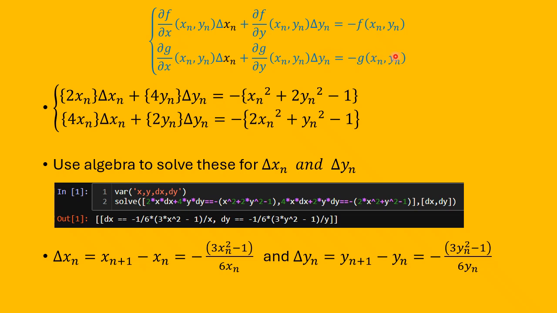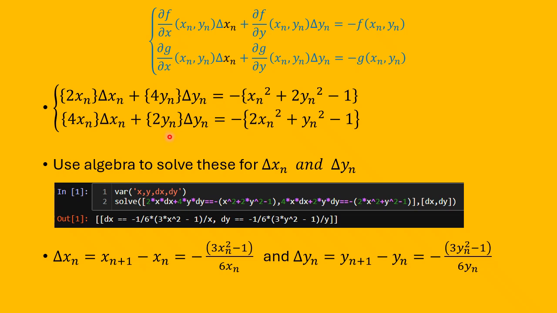Similarly, for this equation, the second one, here's the partial of g with respect to x. Here's the partial of g with respect to y. And this stuff right here is g of x sub n, y sub n. So we have two equations here. And the unknowns, remember, are the delta x sub n's and the delta y sub n's. We can use algebra to do this. We can solve these two equations and two unknowns. We can do it by hand, or we could use some computer software.